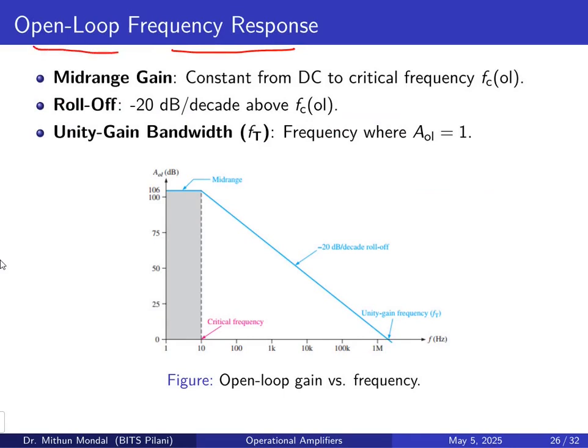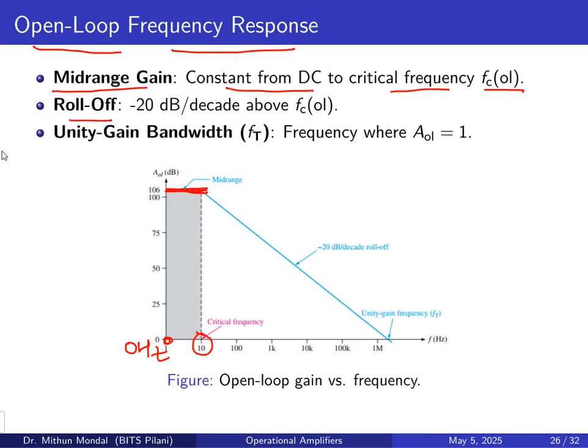Let us see the open loop. In the previous lecture, we have discussed in great detail the frequency response of the amplifier, and we have introduced this concept of mid-range gain, which is the maximum one, and it is a reference. This is constant from DC, which is 0 Hz, up to a certain critical frequency. Let us take this critical frequency here, which is 10 Hz. So in the mid-range, this will be constant.